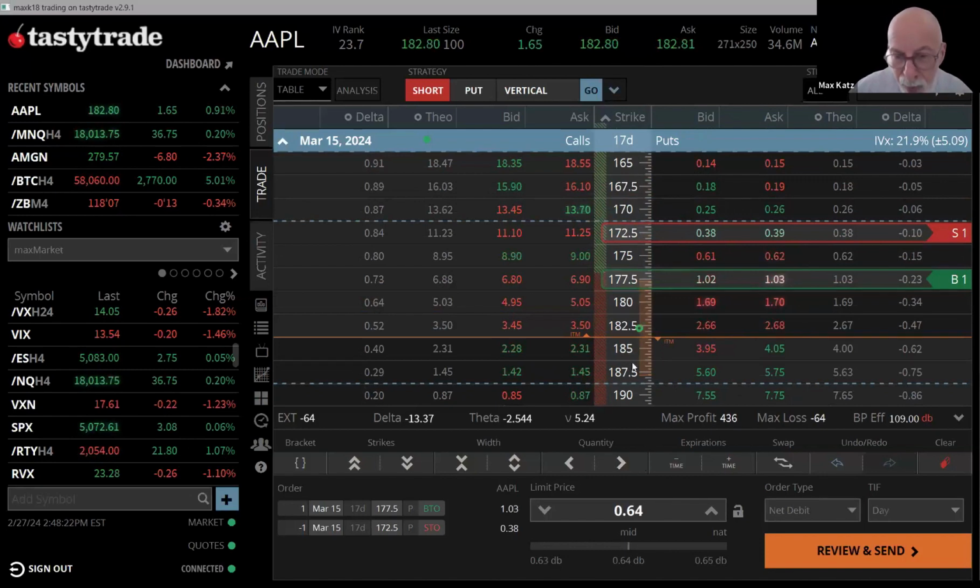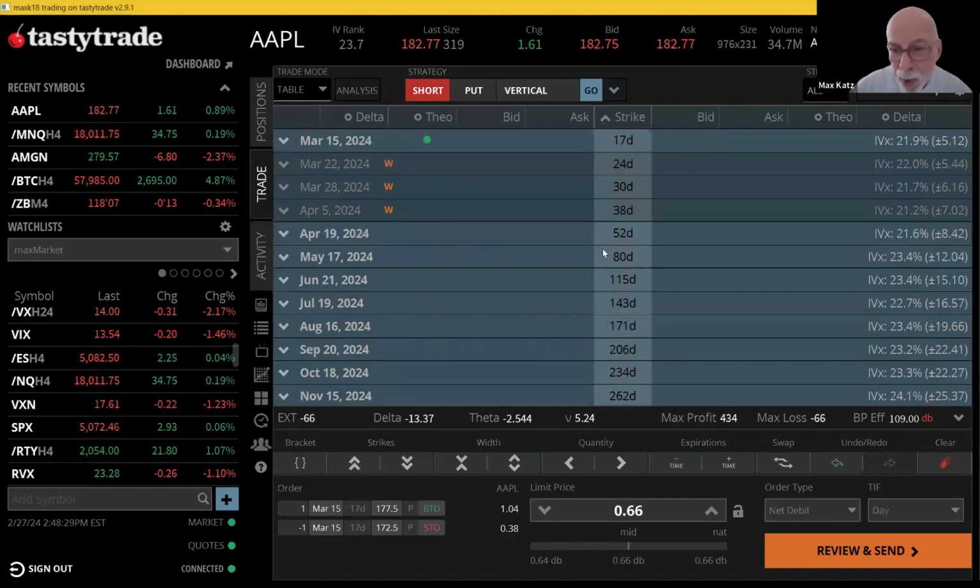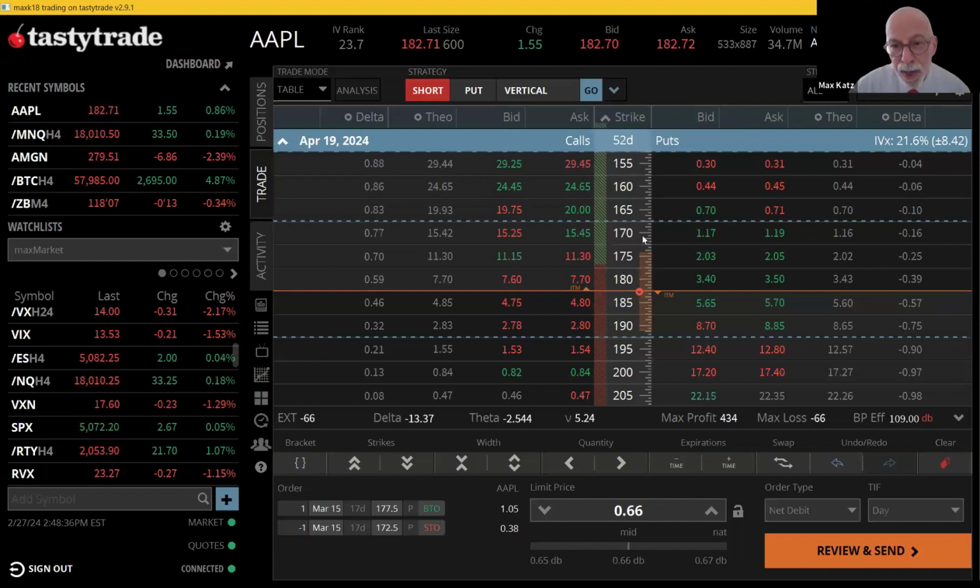So here's an example of out and down. We're in the March 15 strike. I'm going to go out a month or so, out to 52 days, and I want to go down to the 175, 170 put spread. I want to roll the 177.5, 172.5 in the March 15 expiration to the April 19 expiration.